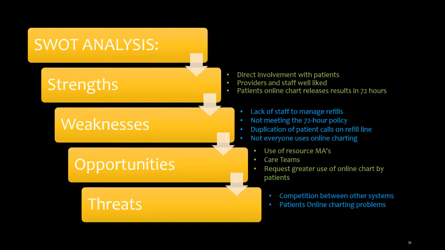So now on to the SWOT analysis itself. We're going to break this down into its four major parts: strengths, weaknesses, opportunities, and threats. Now under our strengths, we do have direct involvement with our patients through telephone conversations and face-to-face conversations. We're generally well liked. We do get good overall satisfaction scores, and we do offer an online charting system that does release their results in 72 hours.